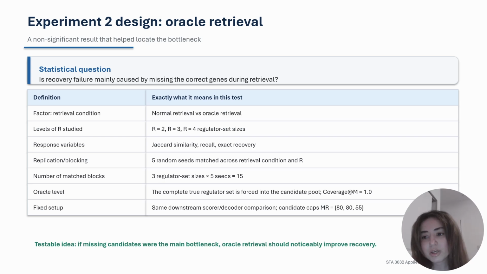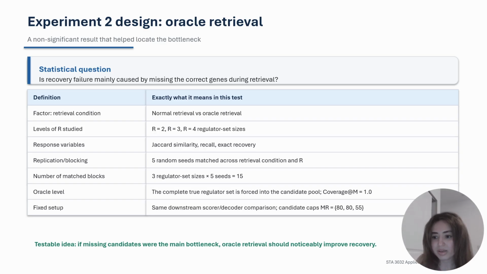What is the perfect retrieval doing here? It's forcing the complete true regulator set into the candidate pool. So we are making the first stage of the model perfect and comparing it to the normal, to see if it's responsible for the imperfect outcome we are having.